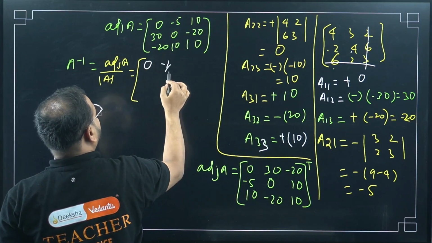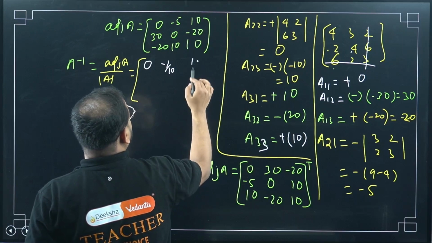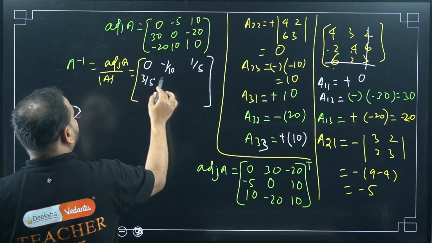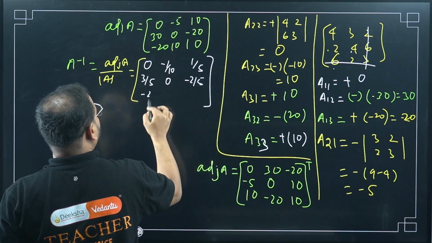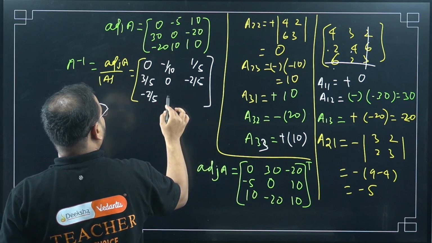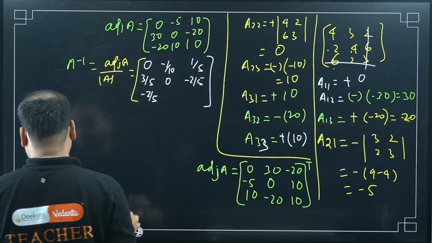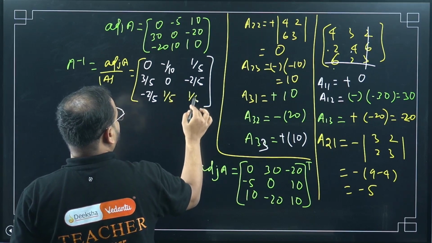If you divide this by 50, you'll get minus 1 by 10. 5 is there. You'll get 1 by 5 here. Check here. You'll get 3 by 5. You'll get 0. Minus 2 by 5. You'll get minus 2 by 5 here. 10 by 50 is what? 1 by 5, no? 1 by 5, and this is again 1 by 5.